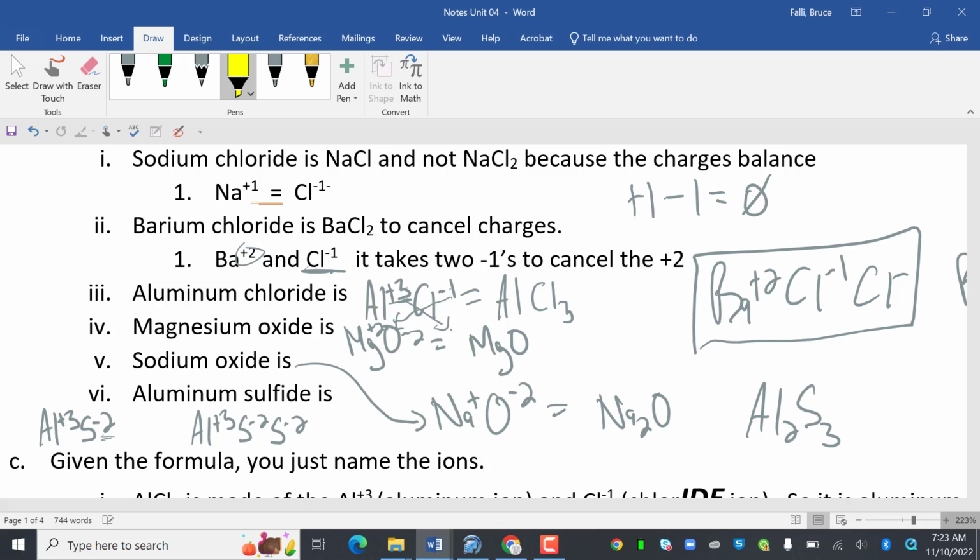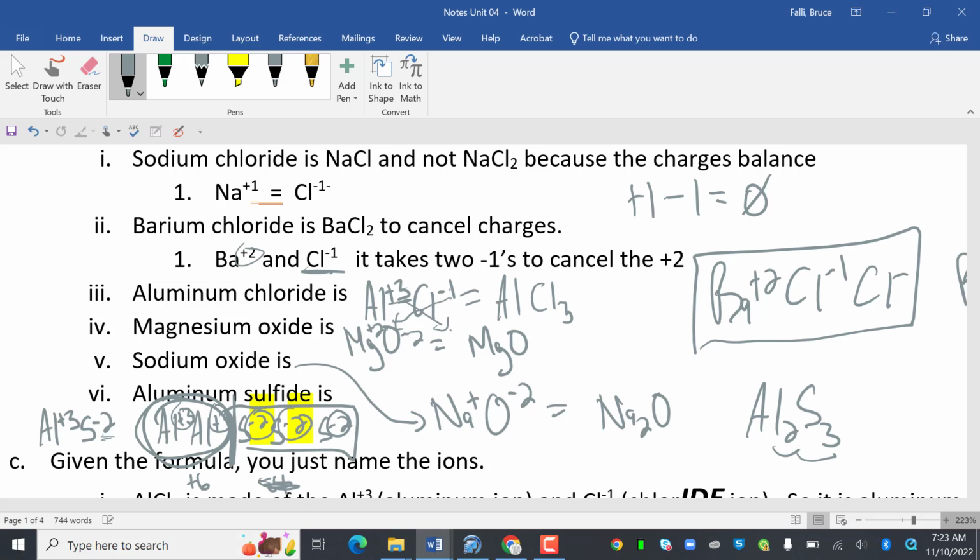So do you see how right now I have negative 4, but I only have plus 3. So I need another aluminum. Well, that didn't get me there. Right now I'm at plus 6. And over here it's minus 4. So I'm going to add another one, S negative 2. So now, plus 6, minus 2, minus 4, minus 6. Now I'm equal. And I have 2 aluminums. And I have 3 sulfurs. And that's where Al2S3 came from.